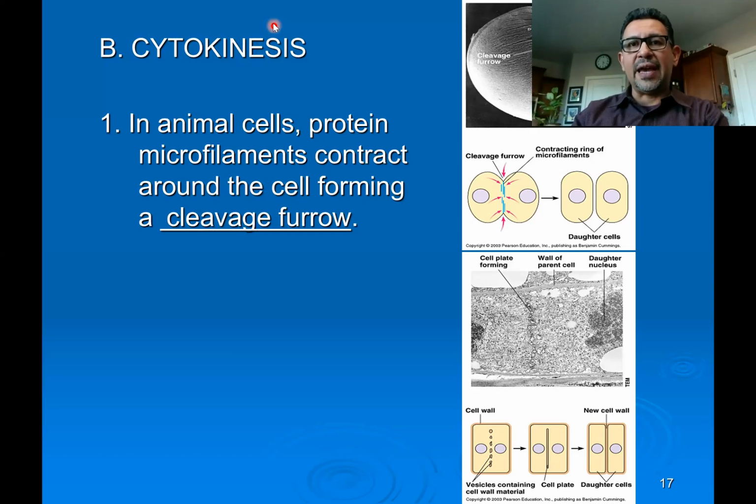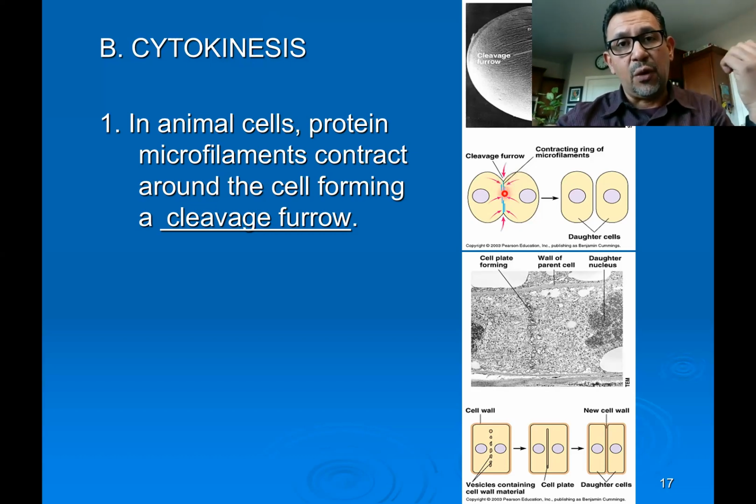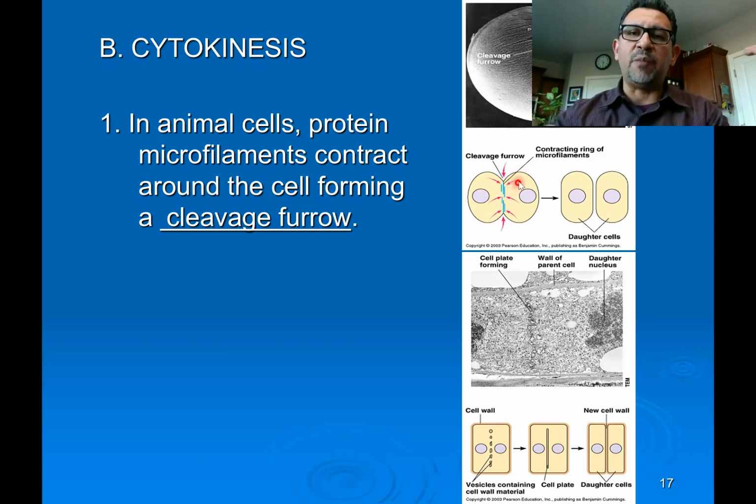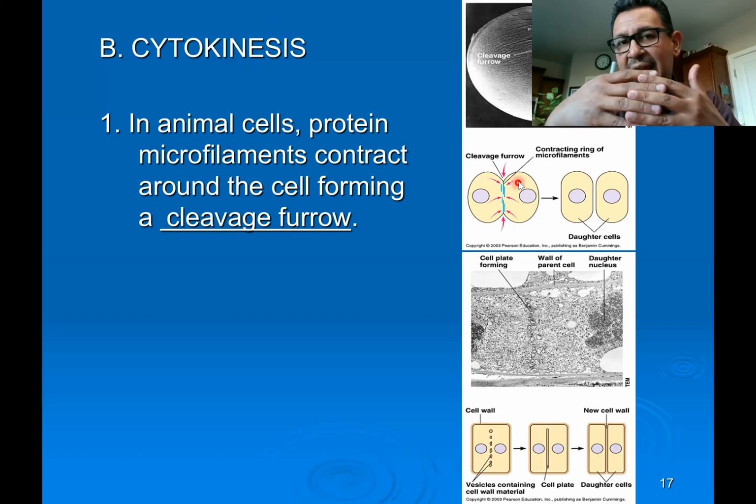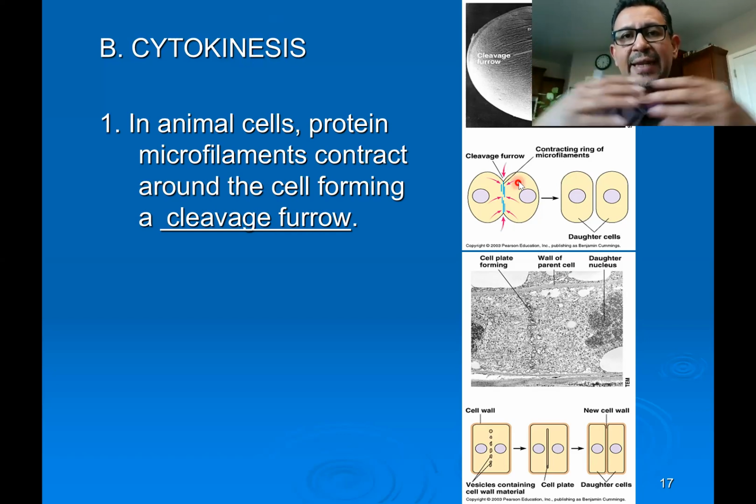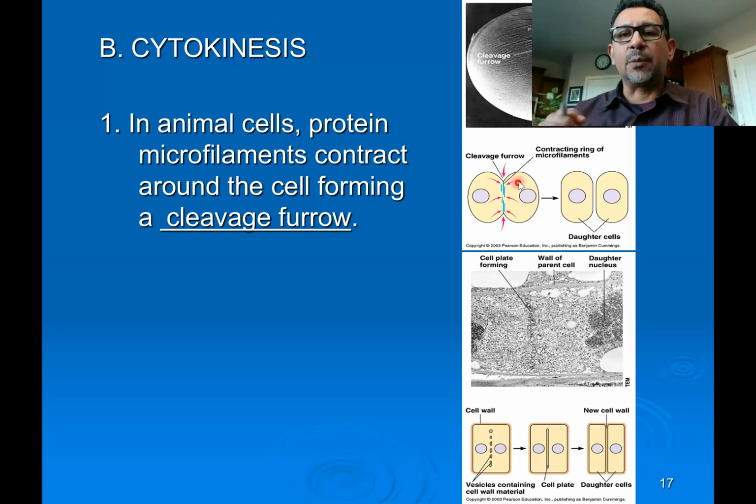So dividing the animal cell requires these microfilaments. These are the same microfilaments we've studied before as part of the cytoskeleton of the cell. Remember also that the microfilaments are the thinnest of all of the cytoskeletal elements, but they also have this property of being contractile. Microfilaments are usually made of actin. They have the ability to contract and expand like a rubber band.